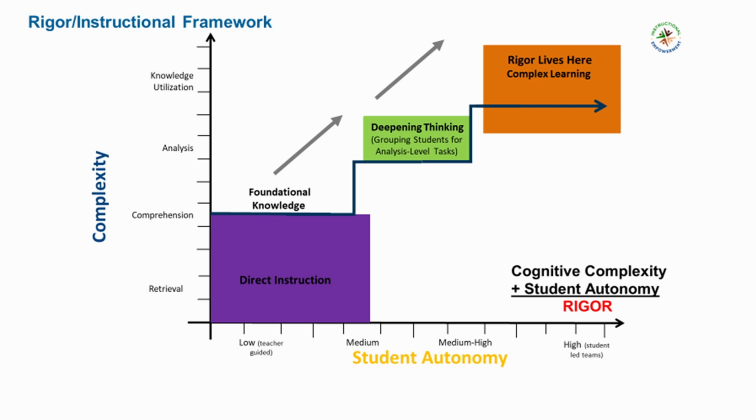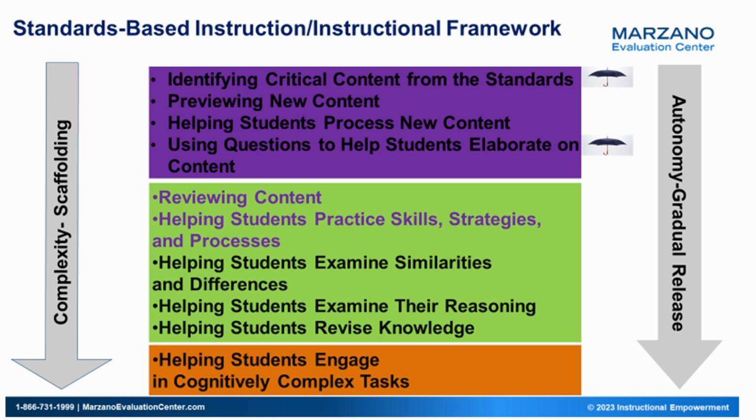And then as we move up, as we start to release to students, then we move to those deepening thinking, grouping students for analysis level tasks. And then academic rigor lives here in that complex where the students have that power and autonomy over their learning. And then the verbs are also changing, but so is the content as we go up and across. Those charts are on the Padlet for you. This is just another way of looking at that. The autonomy gradually releases and the complexity increases as we move up.